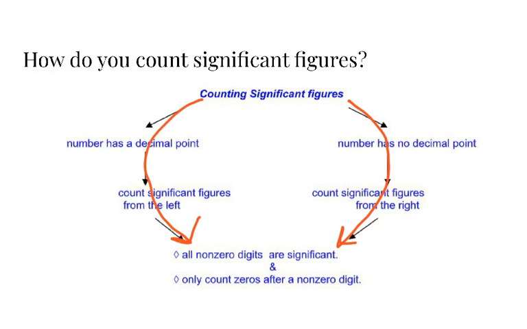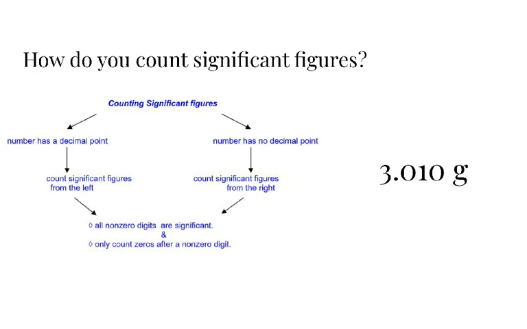Let's do some example problems. 3.010 grams has a decimal point. So, we count from the left. Counting from the left, the first number that we see is a 3. Since that's not a 0, the 3 is significant. That also means any 0 after that 3 will be significant. So, 3.010 has 4 significant figures, or sig figs.